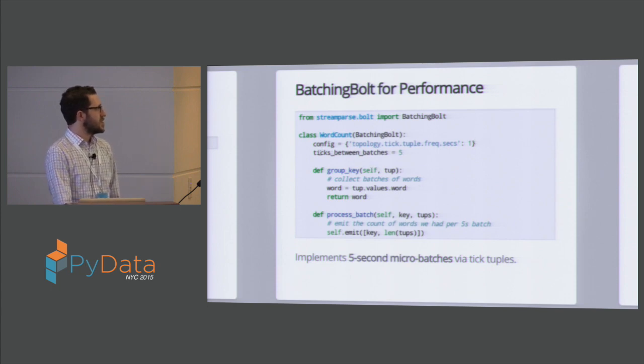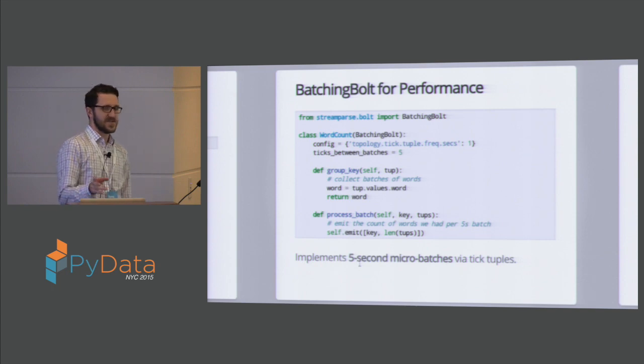So this says that for every 5 seconds that goes by, we're going to create a batch. And we're going to group things into batches based on words. And then we'll process a batch of words at once. So we're going to determine how many words were in this particular batch, is all this simple bolt does. So this is 5-second micro batches.